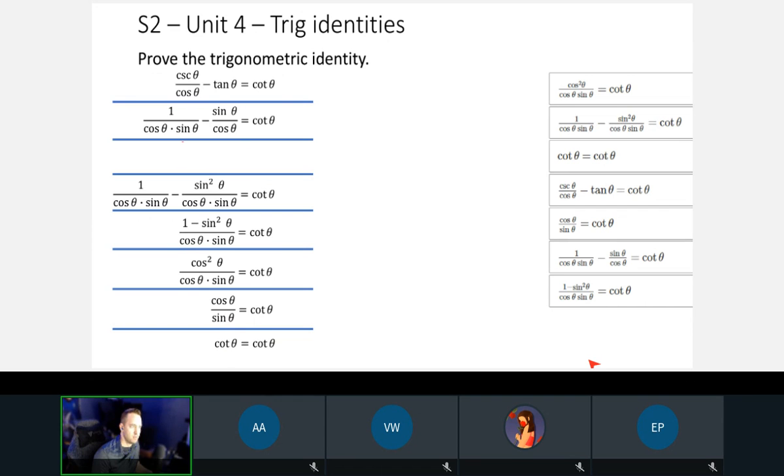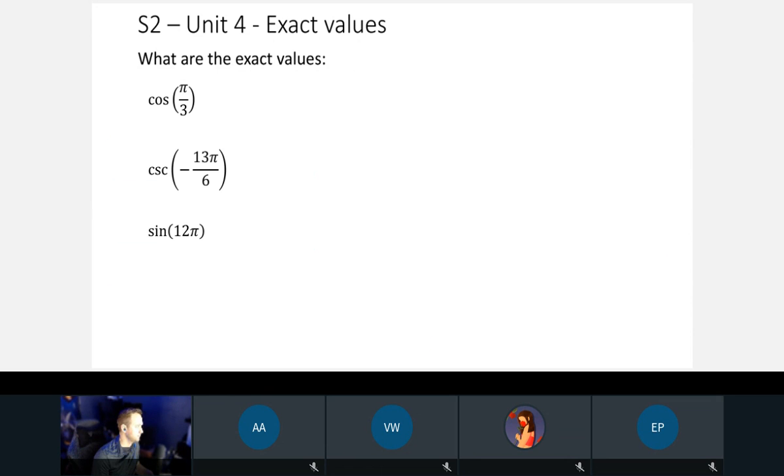So just work through your identities from your sheet. Good? Super. I'm going to fix my sheet real quick.